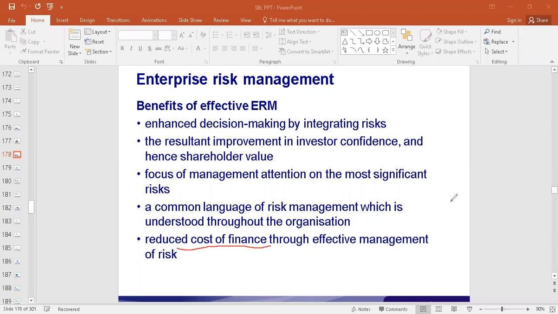If they have a higher expectation, to fulfill that higher expectation and pay better dividends is the only way the company has, and that will increase their cost of capital. If it is not so, if the expectation of the shareholders is not very high, then those things would not be taken up and the cost of capital will be under control. Reduced cost of finance through effective management of risk. I hope I made it clear.